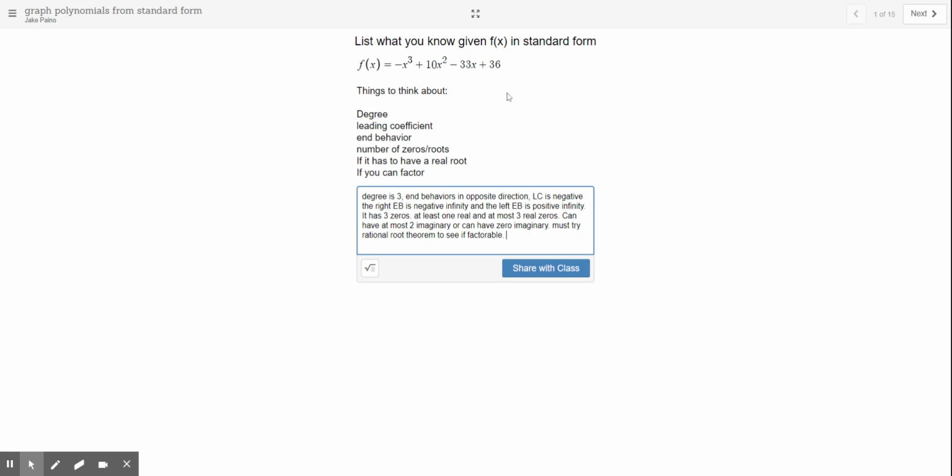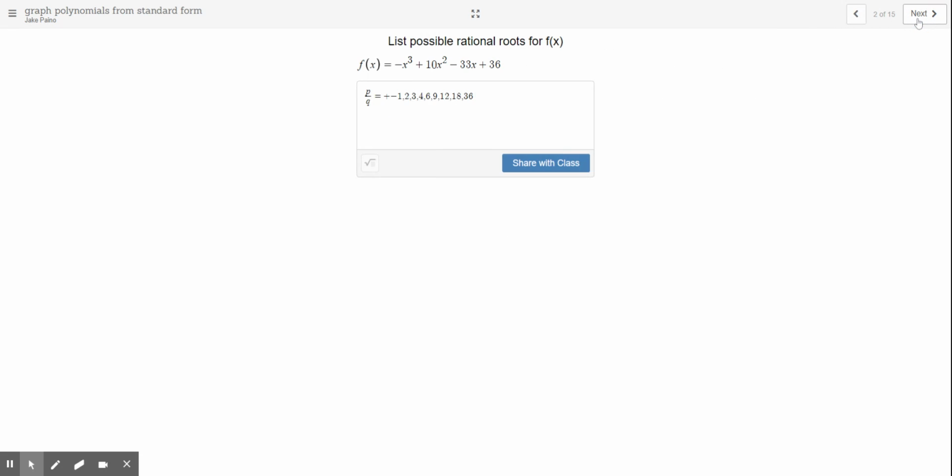Okay. So we're going to walk through that right now. It says list all possible rational roots. Okay, so I have that typed in right here. So P over Q, it's plus or minus all the factors of 36. So 1, 2, 3, 4, 6, 9, 12, 18, and 36. Since Q, the leading coefficient, is -1, I don't need to put over 1, because it's the same thing. All right, so these are my possible rational roots.